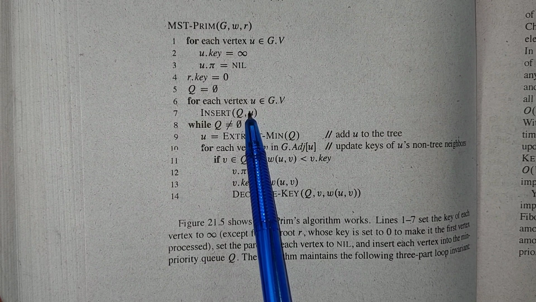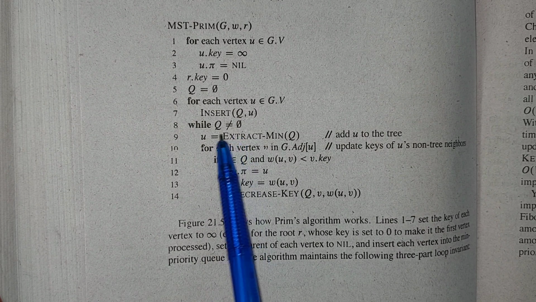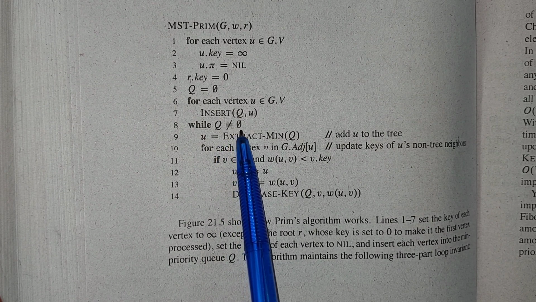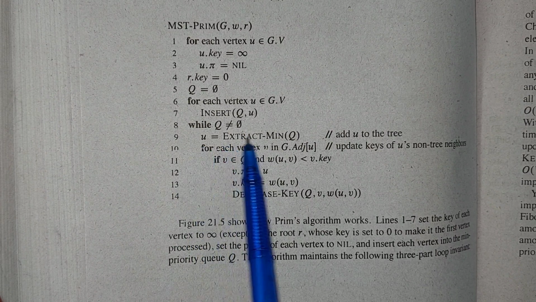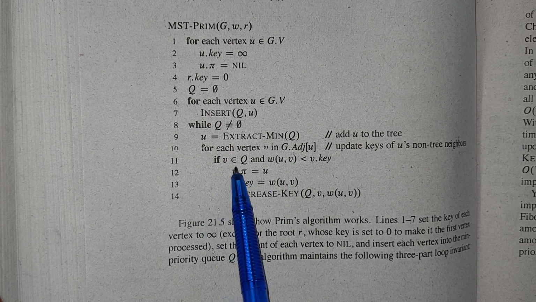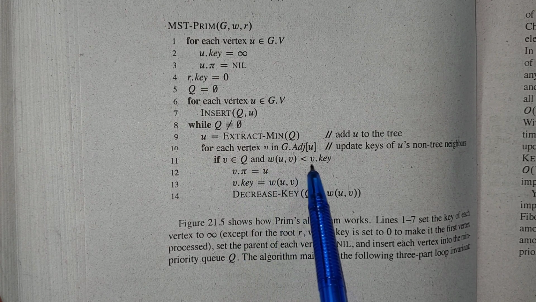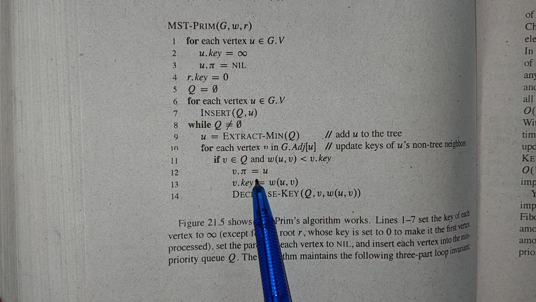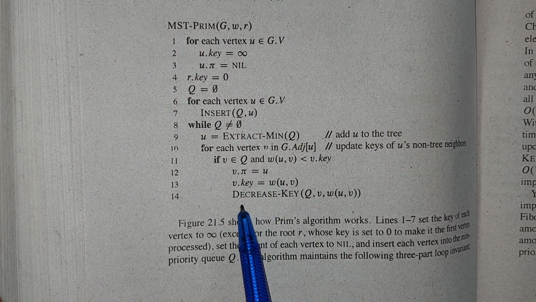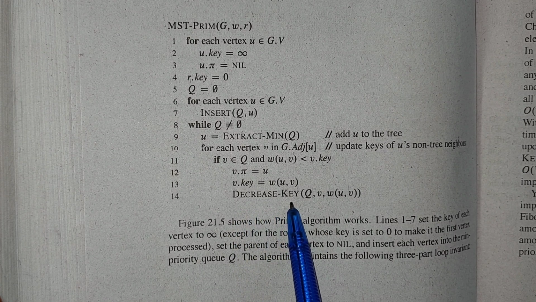But here you can see that you have inserted all the vertices in the queue at the very beginning, and then there is a loop: while Q is not equal to null. So you continue till the end of the queue, extracting one element from the queue and looking at its adjacents. If v is in the queue, then you check the weight of uv. If it is less than the key of v, then it is updated, otherwise it is just skipped. And if it is updated, then the key of that v would be decreased with decrease key, because a priority queue is going to be used, so it is decreasing the value of the key.